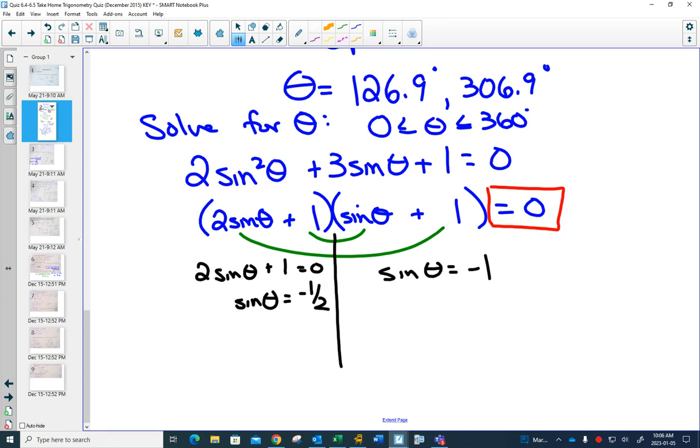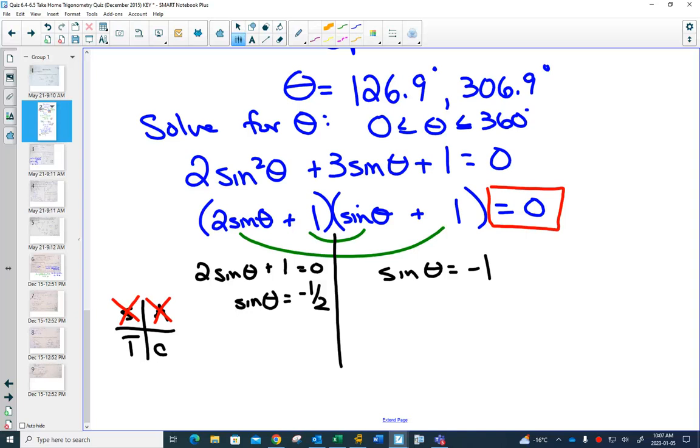So according to the CAST rule, here sine is negative. It's not in quadrants 1 and 2. It would be in quadrants 3 and 4. Same thing here. Sine is negative. You would think quadrants 3 and 4.